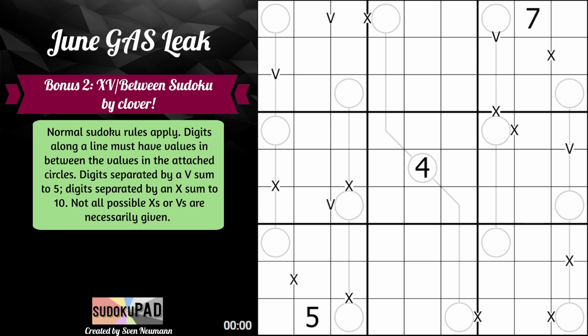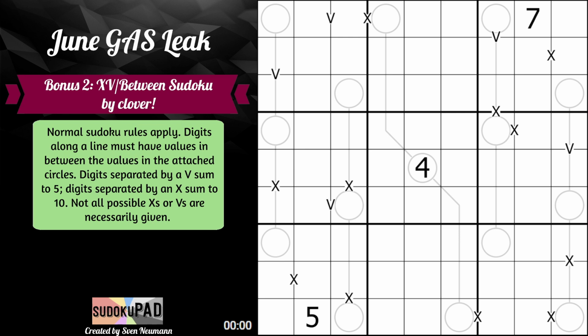This is bonus puzzle number 2 called XV Between Sudoku by Clover. Normal Sudoku rules apply. Digits along a line must have values in between the values in the attached circles. Digits separated by a V sum to 5, digits separated by an X sum to 10. Not all possible X's or V's are necessarily given. So what does that mean?